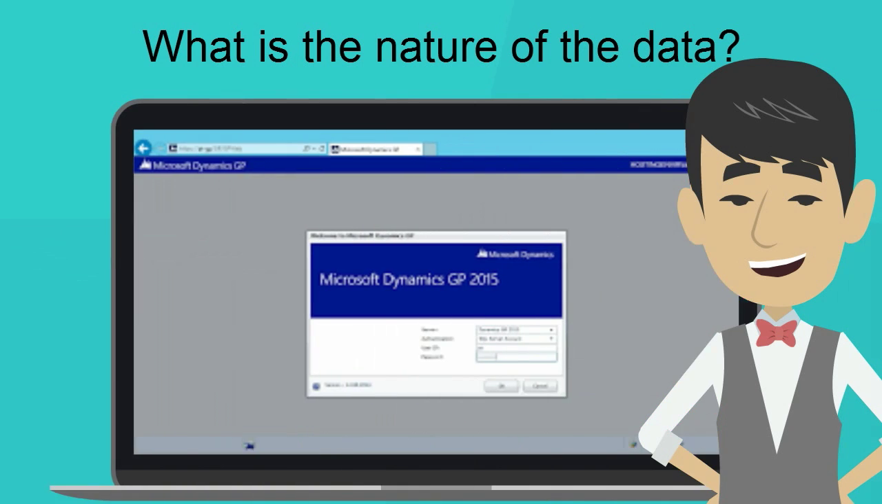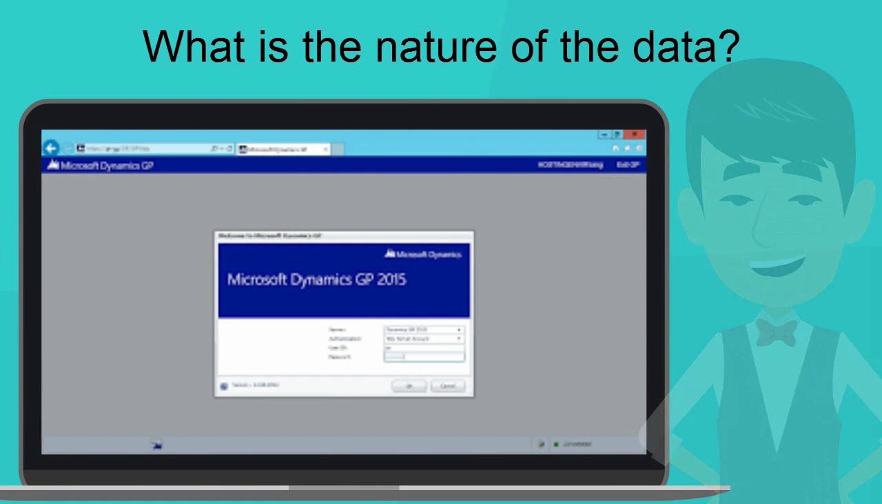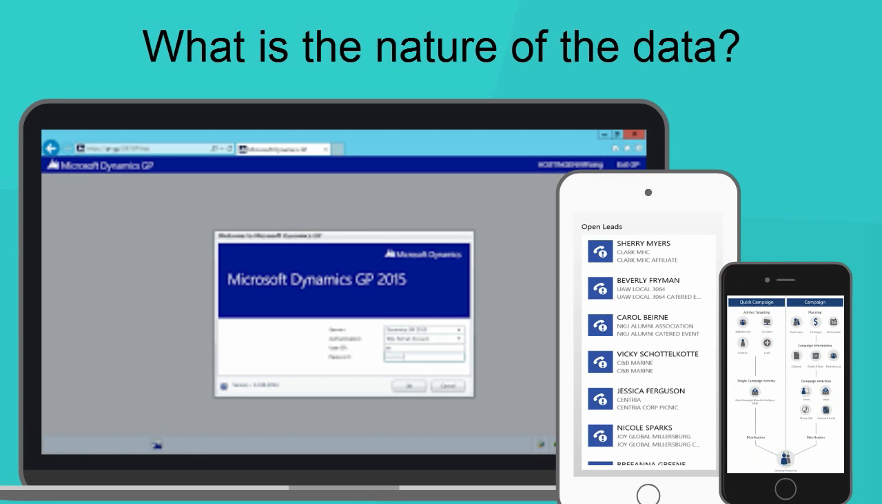And then, what is the nature of the data? Some things you want to think about in regards to the nature of your data: is all of the data housed in Dynamics GP? Is it split between GP and your CRM solution? Do you have an operational system that's a billing system or a manufacturing system or something like that that houses part of the data, but yet you need that data to be incorporated into your reporting and your analytics?